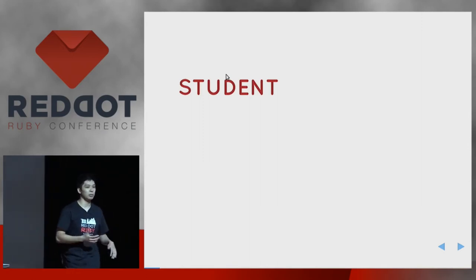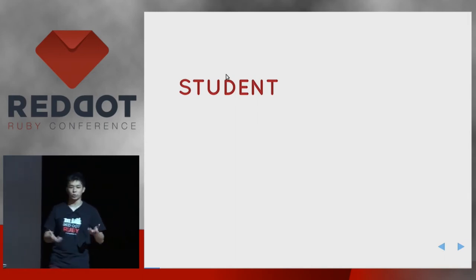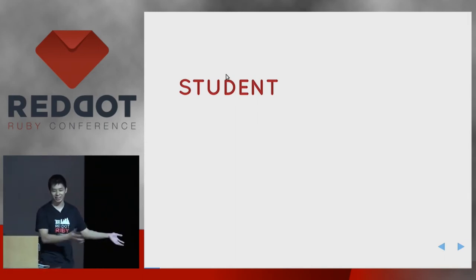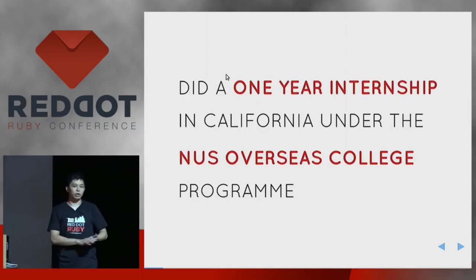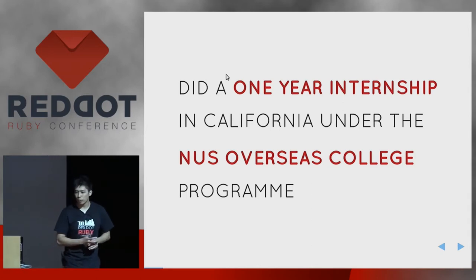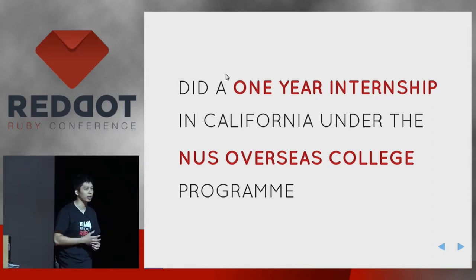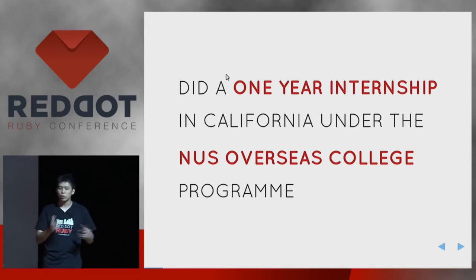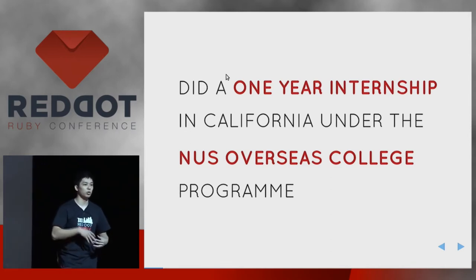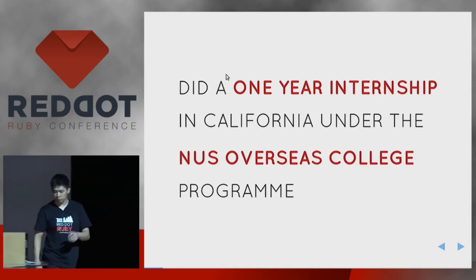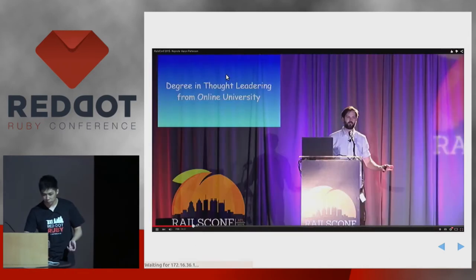So my background is actually in mechanical engineering. But then 2 years in, I lost interest because everything was just too theoretical. I wasn't building a new Tesla. So I actually got into programming two years ago, in fact. I did a one-year internship under the NUS Overseas College Program, where they send students into startups in California, and then you work in startups where they have less than 10 employees. So that was my first encounter with programming, Ruby, and Ruby on Rails.